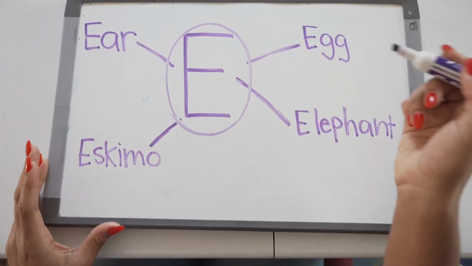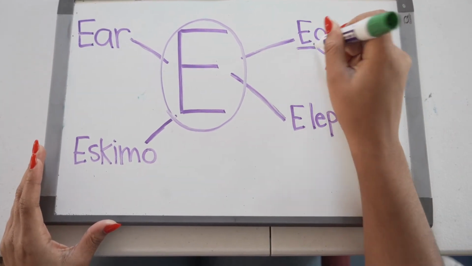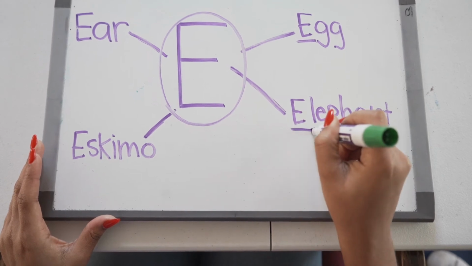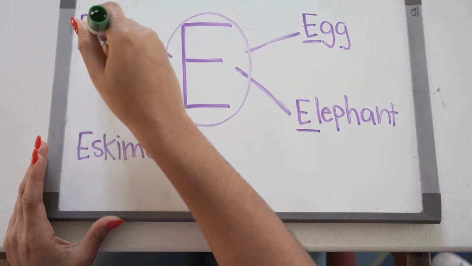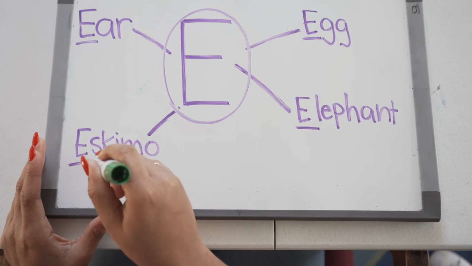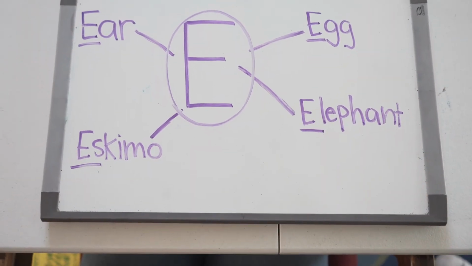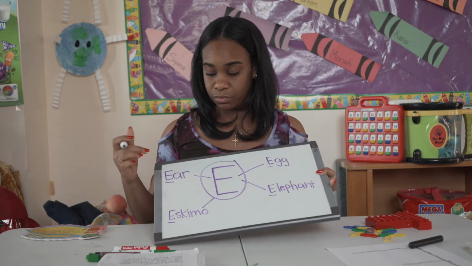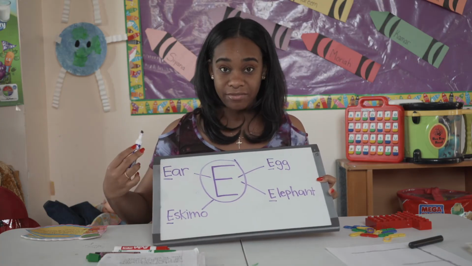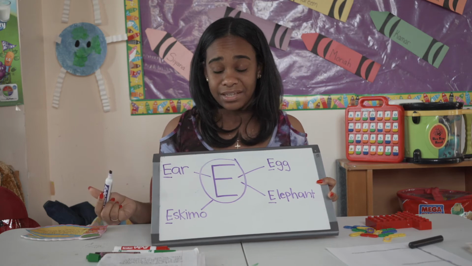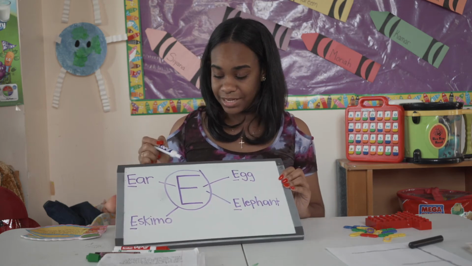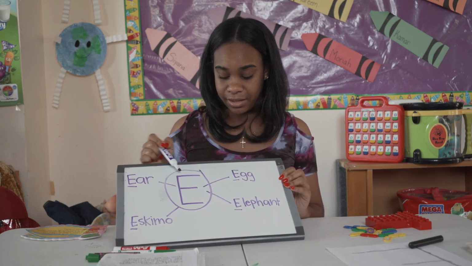Here I have the letter E. I also have words that begin with the letter E. If you need extra reinforcement, feel free to underline the letter E so it shows the focus of what letter we're working on. Letter E, so we can go over the words that we have. We can go over the sounds that the E makes in certain words. So for instance, E, egg.